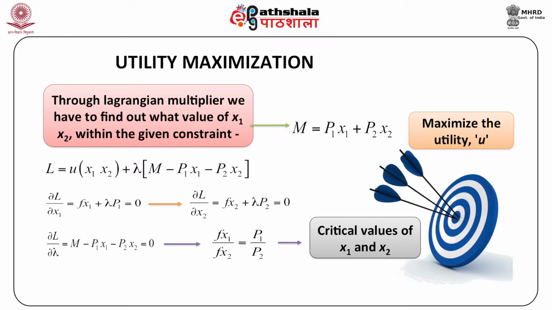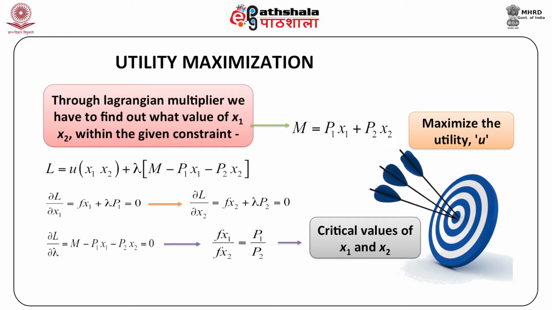To maximize the utility U, we differentiate equation 3 with respect to x1 and x2 and equate it to 0 for the first order conditions. L is equal to U(x1, x2) plus lambda (M minus P1 x1 minus P2 x2). dL by dx1 is equal to f_x1 minus lambda P1, which is equal to 0, denoted as equation 4. dL by dx2 is equal to f_x2 minus lambda P2, which is equal to 0, denoted by equation 5. dL by d lambda is equal to M minus P1 x1 minus P2 x2, which is equal to 0, denoted by equation 6.